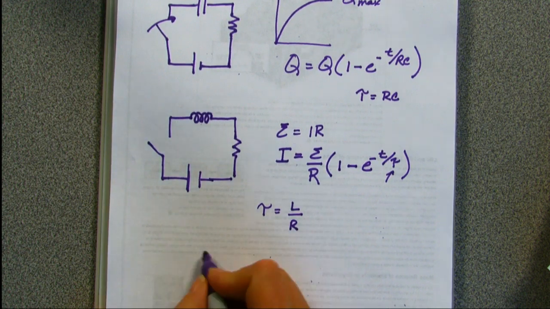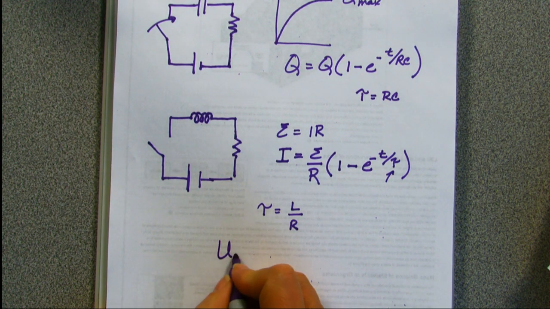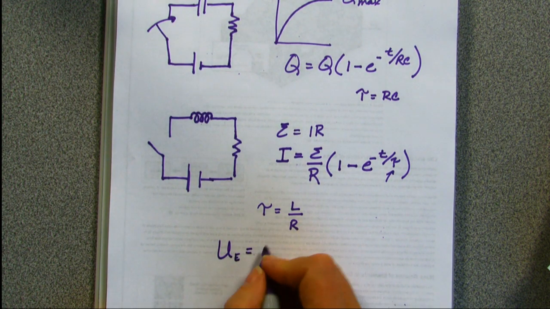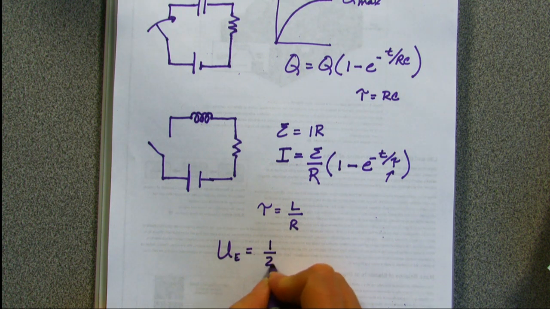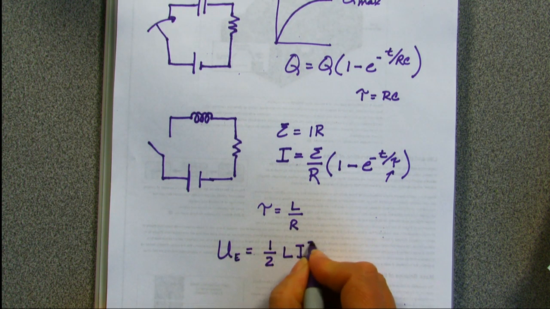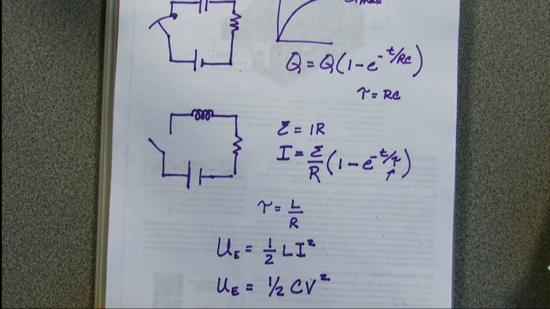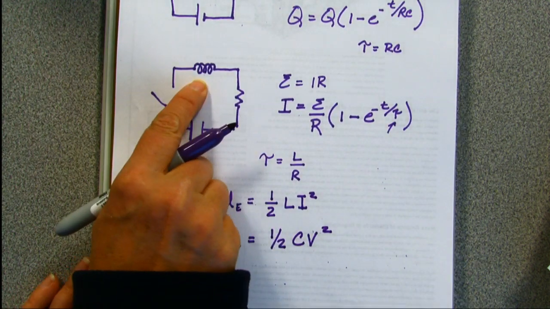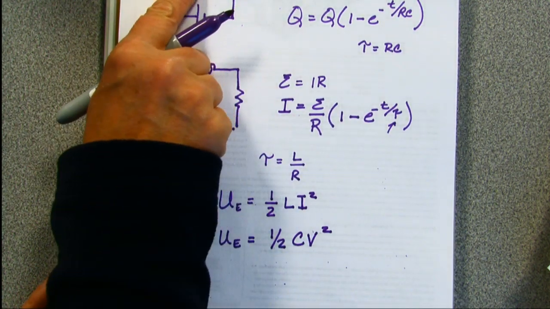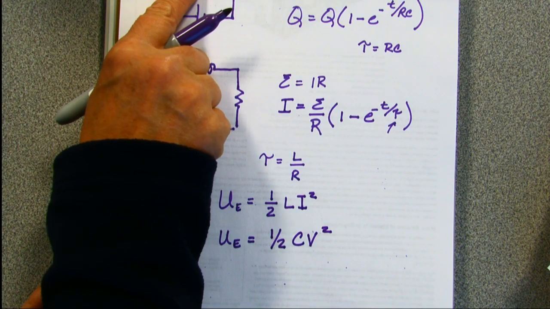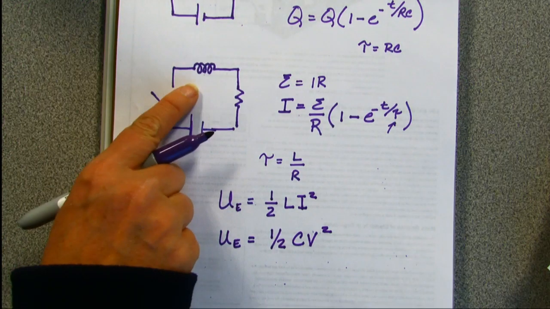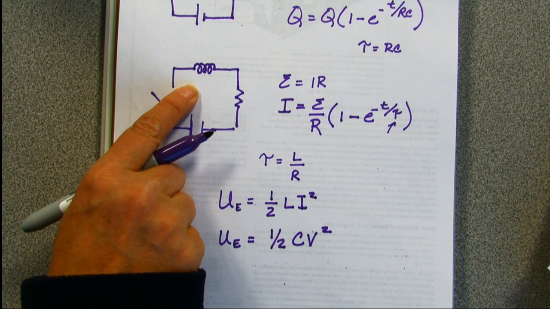This also leads us to the energy of these things. My potential energy associated with this is going to be 1/2 L i squared. And remember, my potential energy associated with my capacitor is 1/2 C V squared. So this is storing energy in the magnetic field, while the capacitor is storing energy in an electric field.